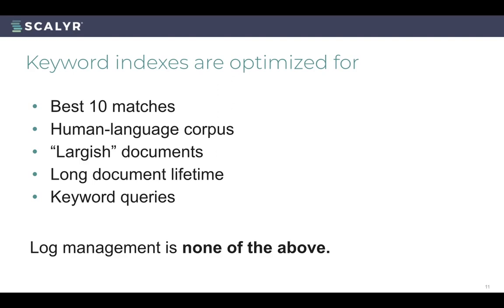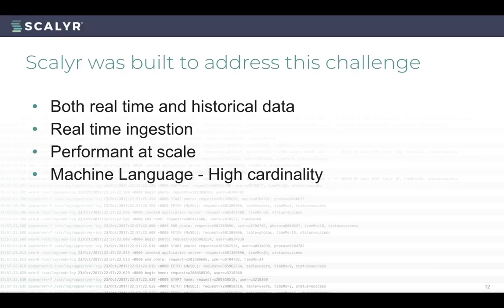log management use case. Instead, what we need to be able to do is to work with both real-time data as it comes in, as well as looking back on historical data. We need real-time ingestion so the data is accessible to us as fast as possible for alerting and also tailing and troubleshooting. We want to make sure this performs well at scale. And of course, we're working with machine-generated data. So it's not just English words, for example. It's all kinds of combinations of letters and numbers and characters. This is data with very high cardinality. None of these things are really well suited for a keyword index.